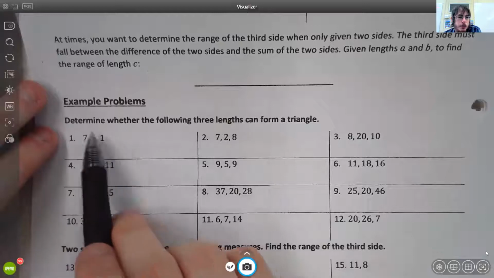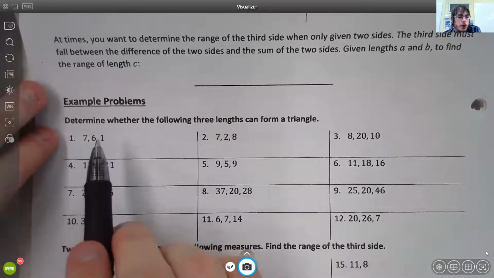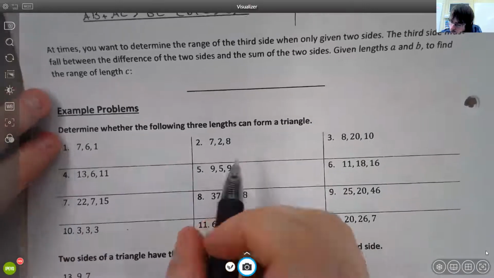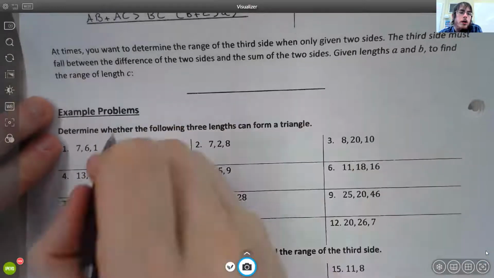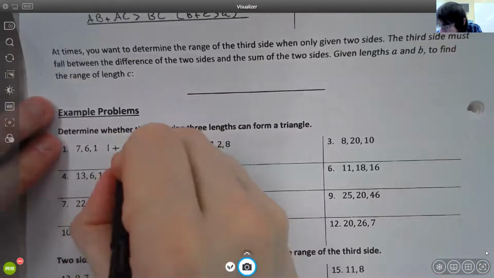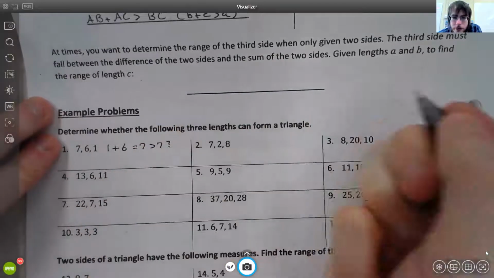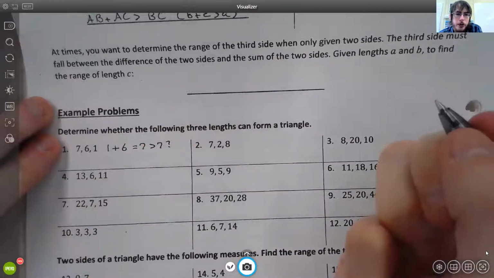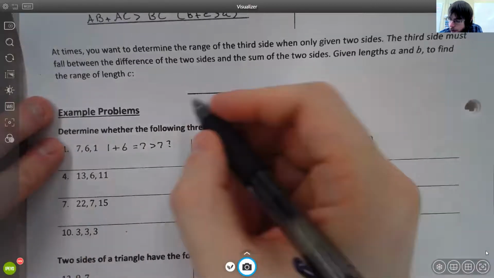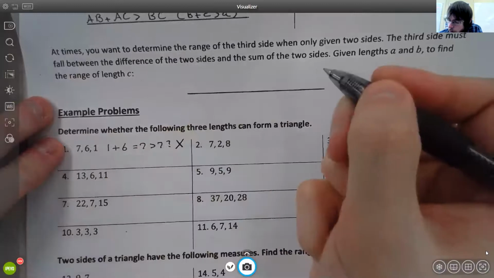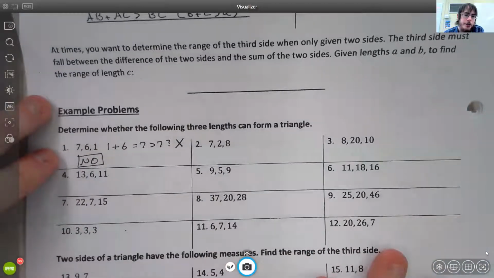So let's look at this one. Number 1, 7, 6, and 1. So our two shortest lengths are 1 and 6. So we're going to take 1 plus 6. Well, 1 plus 6 is equal to 7. And then we're going to ask ourselves, is 7 greater than 7? No, 7's not greater than 7. 7 is equal to 7. So this is not true. So that means that no, this is not a triangle.